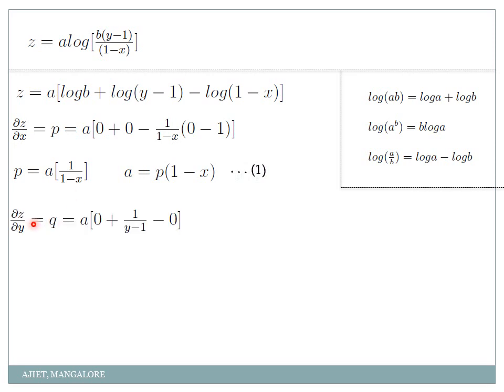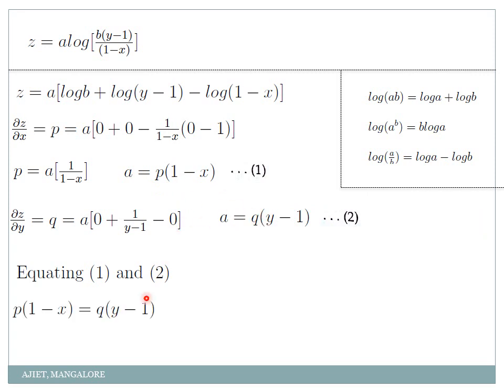Now I'll differentiate with respect to y, so dou z by dou y. a again is a constant, there is no y here, so 0. Differentiation of log (y minus 1) is 1 by (y minus 1), and differentiation of y is 1. Minus log of (1 minus x) is 0 because there is no y there. So solve for a again: a is equal to q into (y minus 1). Both the equations are equal to a, so I can write p into (1 minus x) is equal to q into (y minus 1).